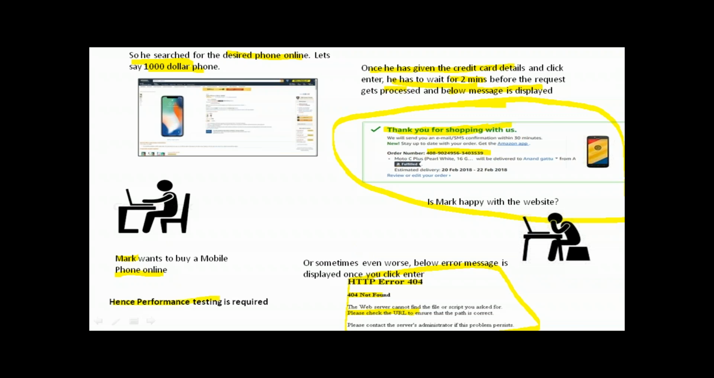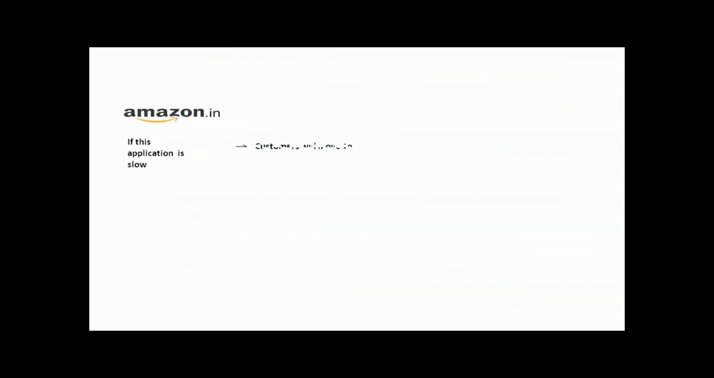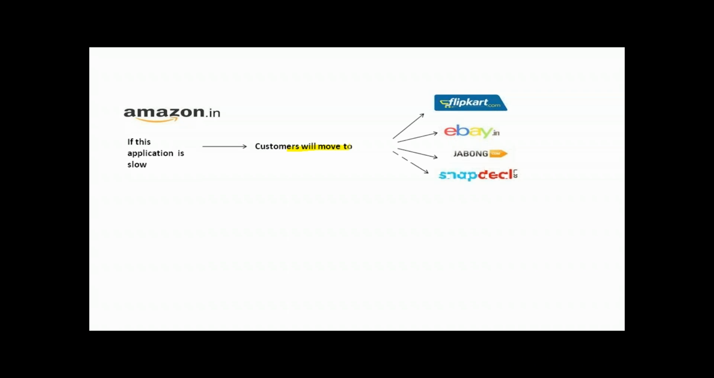So this is the very reason performance testing is required, guys. Now you know why performance testing. As I've told you, we're taking the example of Amazon. If this application is slow, if my Amazon is slow, the customers have a lot of options. They can go to Flipkart, they can go to eBay, they can go to Jabong, they can go to Snapdeal, they can go to any of the other shopping websites.